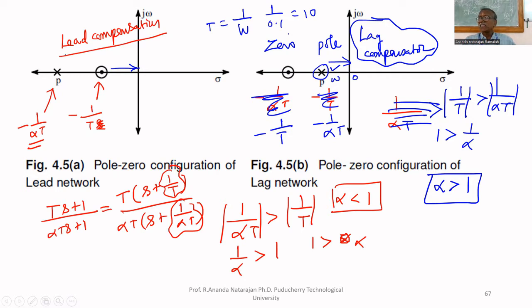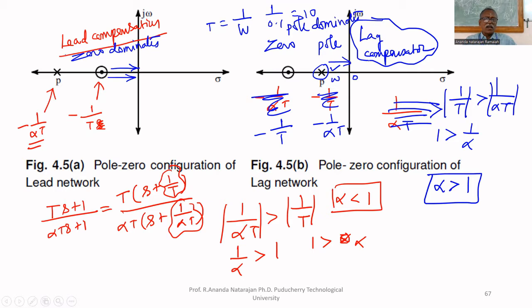When will it be lead? When it is fast. So in that case, the zero is very close to the origin. That's why the zero dominates. Here the pole dominates. Here the zero dominates. That's why it is a lead compensator. Here the pole dominates. Therefore, this is called lag compensator.